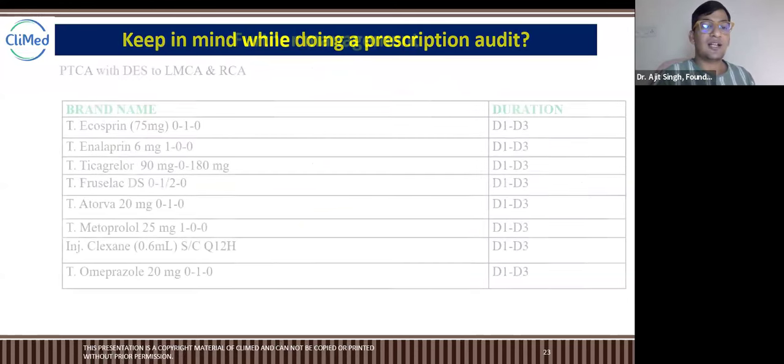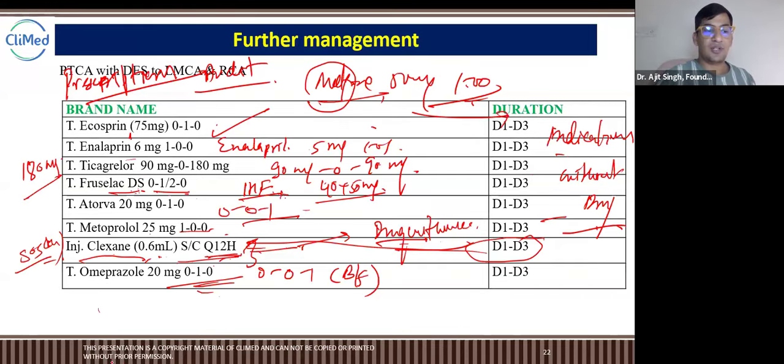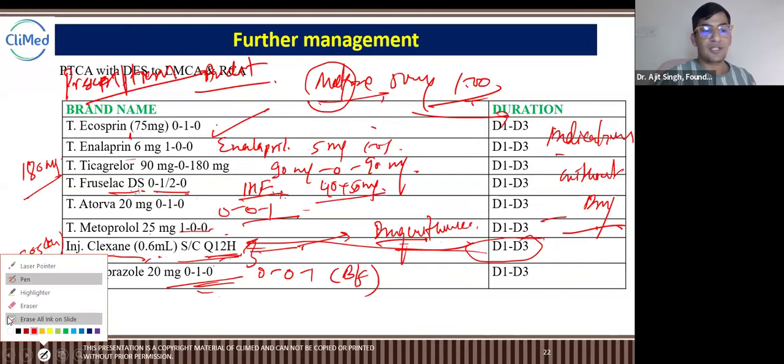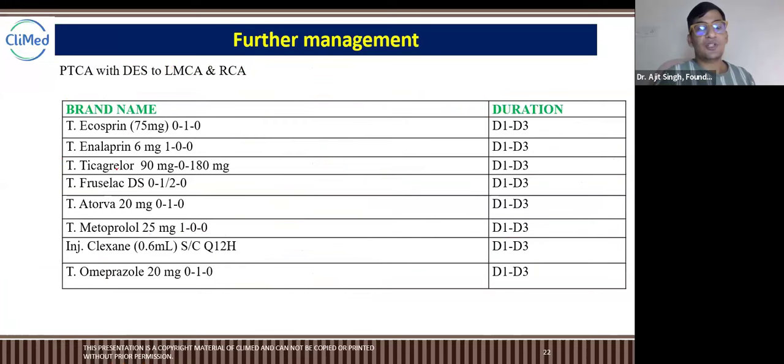Now, guys, we missed something else also here. I want to bring it to your notice. What could be the possible drug-drug interactions here? Tell me.